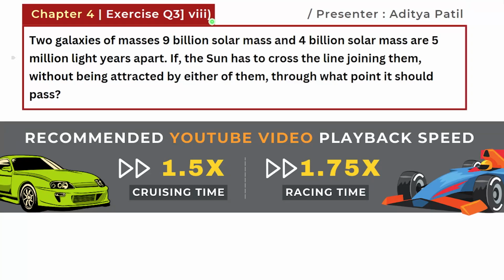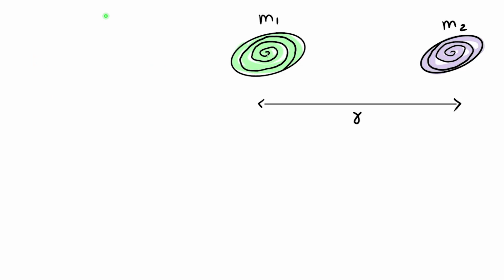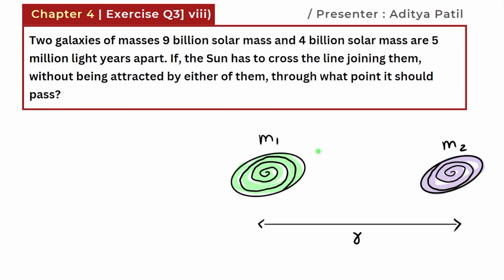Hi, in this video, we are discussing the eighth numerical from the exercise for the chapter Laws of Motion, which is also the fourth chapter for 11th standard physics. So, सबसे पहले हमारे पास क्वेश्चन में बताया गया है कि we have two galaxies with certain mass. तो for example, हम represent कर रहे हैं galaxy 1 with mass m1 and galaxy 2 with mass m2.